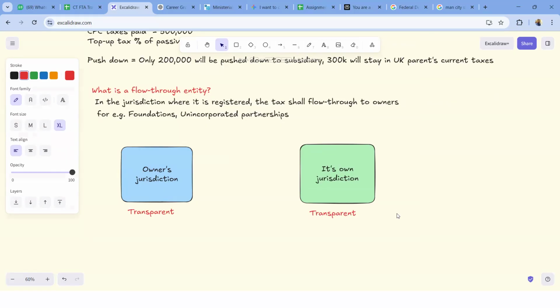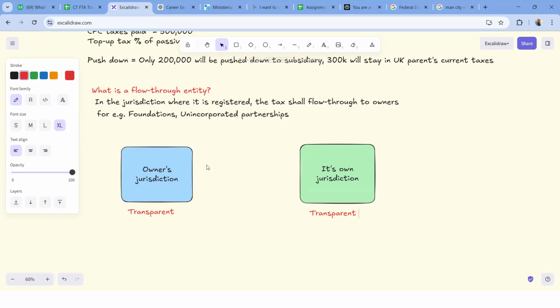Then what will happen for GloBE? If it is treated as a transparent entity here and a transparent entity here also, then what will happen for GloBE? This particular entity, which is a flow-through entity, will not be considered as a constituent entity. Rather, it's the companies which are holding it that would be responsible for the taxes, right?